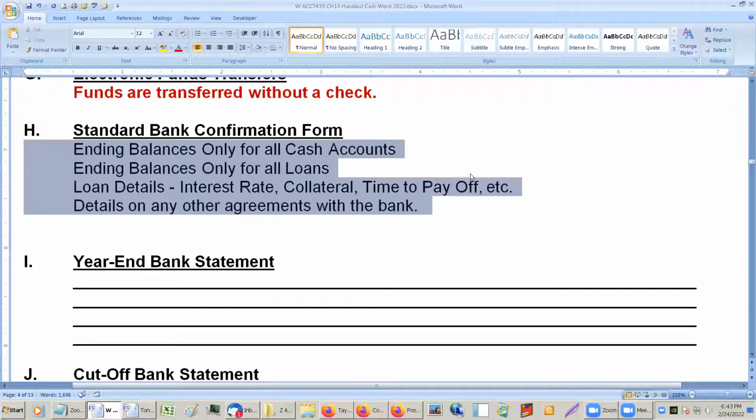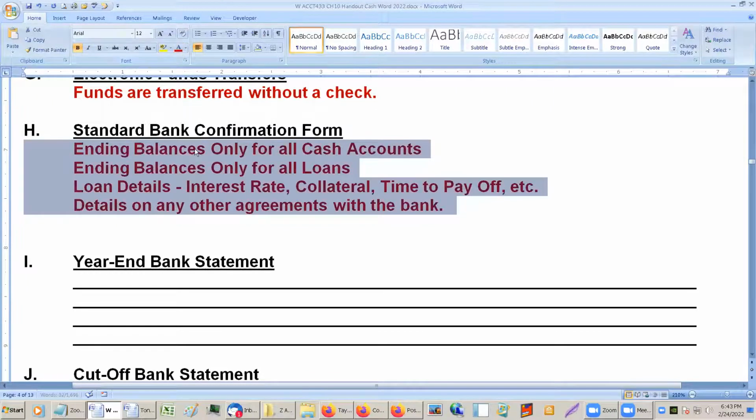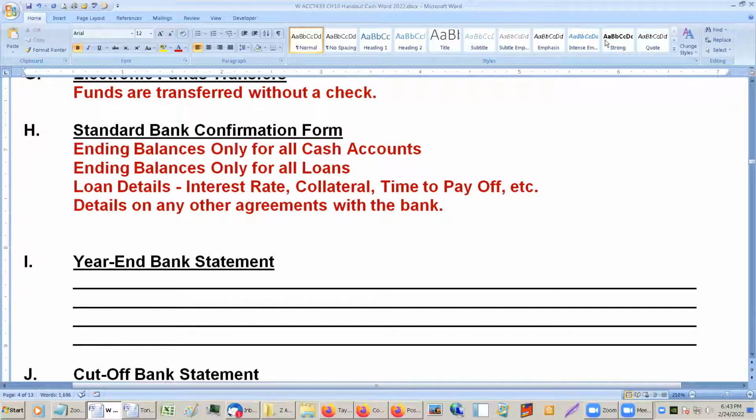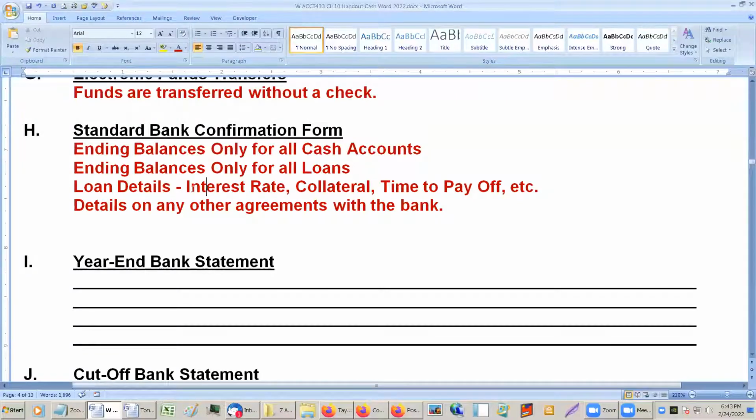Okay, so the standard bank confirmation form. So you do an audit, you get this standard bank confirmation form, and the confirmation form is kind of like a snapshot: this is all the agreements that we have, this is what is in the accounts, this is what is owed at a certain point in time. But it also has detail about those agreements. So it'll say what the interest rate is, what collateral has been pledged, how long it's going to take them to pay off, and all the rules of it, basically. So these are all in that standard bank confirmation form.